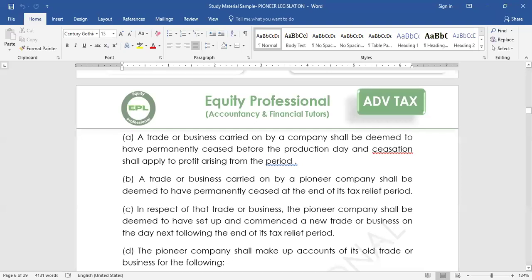We are going to assume that the company wants to cease business. We are going to assume that the pioneer period is a new business. So the cessation rule will apply to the profit available before the pioneer period, which is the profit of the pre-pioneer period, the last year of the pre-pioneer period. While the commencement rule is going to apply to the profits available after the pioneer period. For the post-pioneer period, the commencement rule is going to apply to those profits.